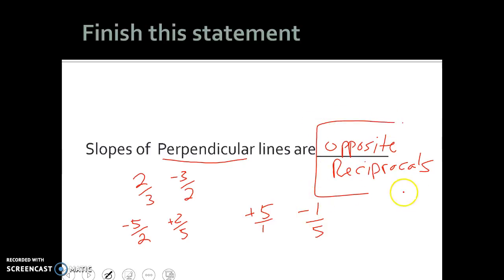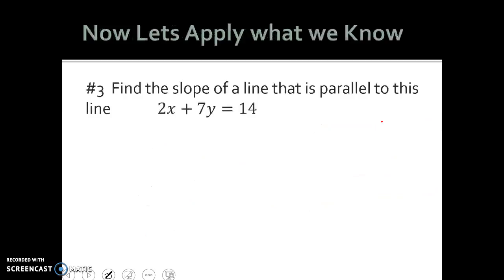So this is going to be a big word that we're going to throw around a lot during this lesson, and that is: the slopes of perpendicular lines are opposite reciprocals of each other. So let's take a look at example number 3.